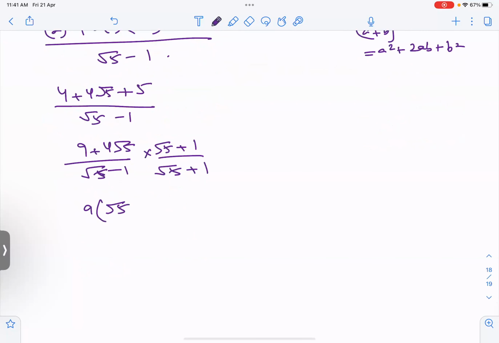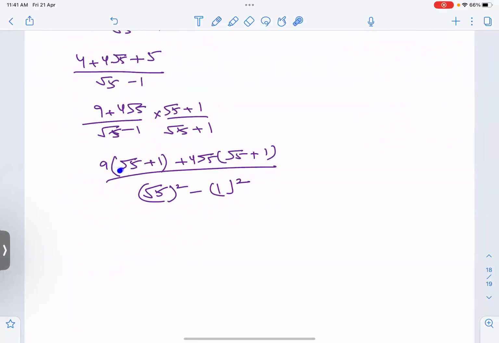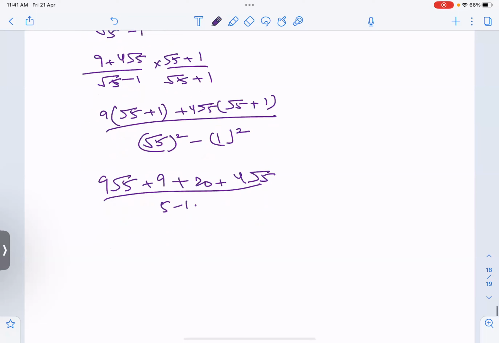Okay, 9 will be multiplied by root 5 plus 1, plus 4 root 5 will also be multiplied by root 5 plus 1. In the denominator, I'm going to apply the formula a minus b into a plus b, so a square minus b square. Now when you multiply 9 by this whole bracket, you will get 9 root 5 plus 9. And when you multiply 4 root 5 by this whole bracket, 4 into root 5 into root 5 will become 5, so 4 into 5 is 20, plus 4 root 5, upon root 5 square is going to be 5 only, 5 minus 1.